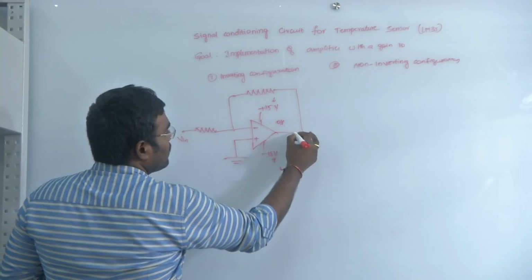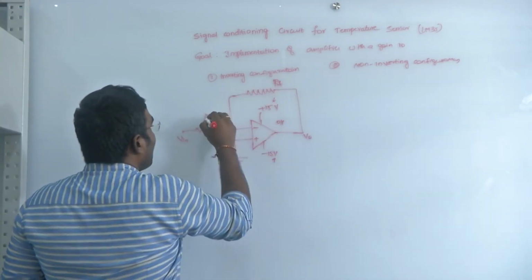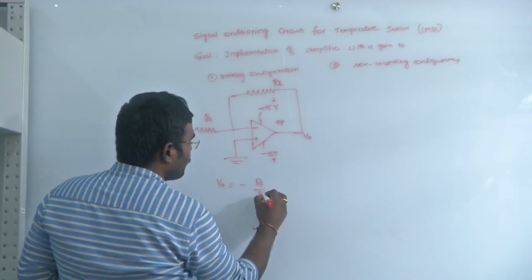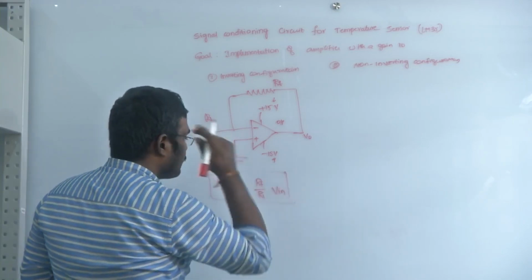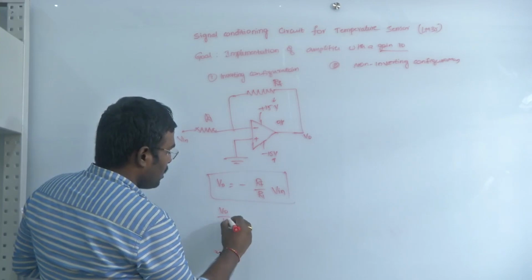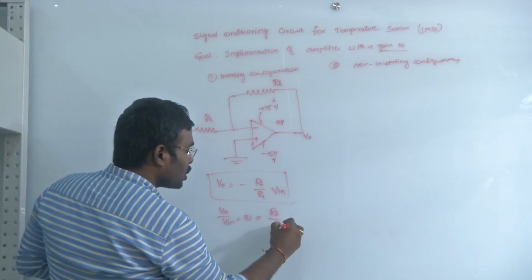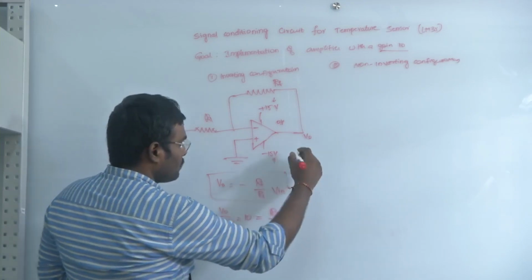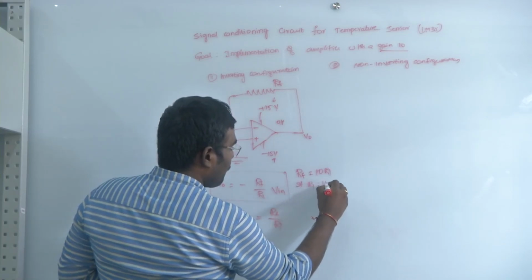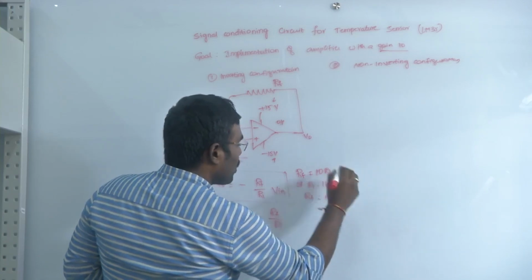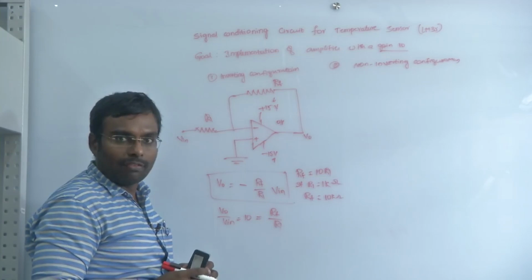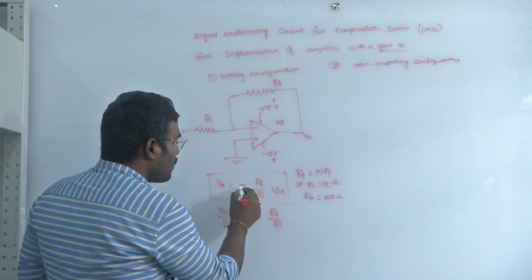So if this is the input, and this is the output V0, and if I call this RF and this R1, the output voltage of the inverting amplifier is minus RF by R1 into Vin. Since in our case we require a gain of 10, V0 by Vin should be 10, which means RF by R1 should be 10. So RF is equal to 10 R1. If R1 is 1K, then if I consider RF as 10 kilo ohms, my problem is solved, I will get a gain of 10. But the problem in this case is that since it is an inverting op amp configuration, the output voltage will always be out of phase with Vin.